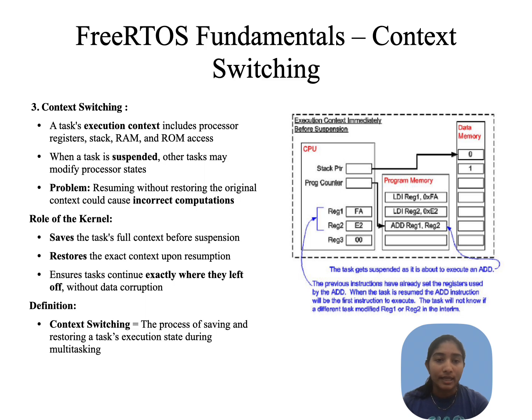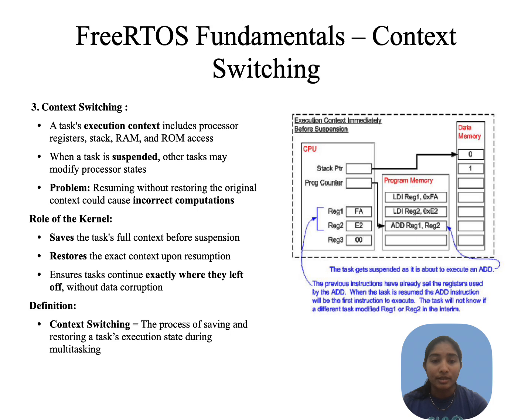Let's go to context switching. Context switching is a fundamental part of multitasking in an RTOS. A task's execution context includes data like CPU registers, stack contents, and access to RAM or ROM. When one task is suspended, another task takes over. It may modify processor states. That's where the FreeRTOS kernel comes in. It saves the full context of a task before switching it out and restores it exactly when the task resumes. This ensures that tasks pick up right when and where they left off without any data corruption or logical errors.